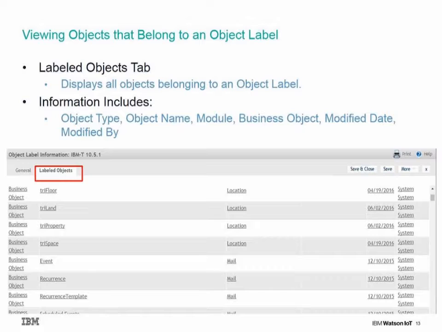Note that for UX metadata, only the UX metadata components where the snapshot button is enabled will show on this list. Snapshots are enabled on the application, model, and web view components of UX metadata, so those are the only ones that will appear. Other columns include the object name, the module the object belongs to if applicable, the business object the object belongs to if applicable, the date the object was modified on, and also who modified it.